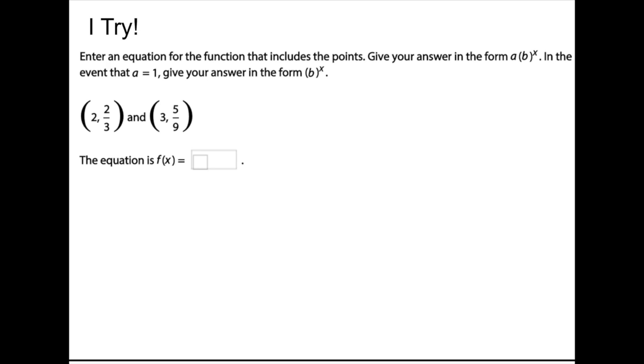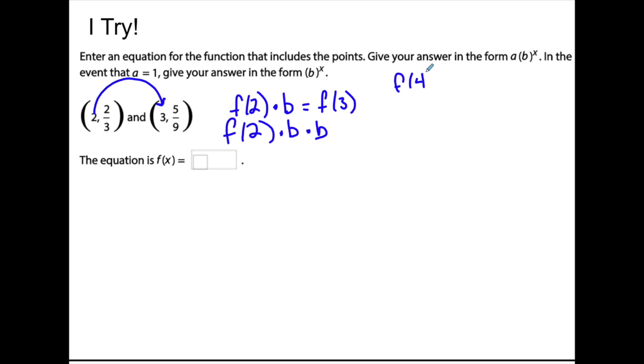All right, now I'm going to spice it up a little bit. Similar idea, but we again need to figure out the formula here. So we have 2 points. Again, what you need to notice is that they're sequential. So 2 and 3, they're one right after another. So if I do f of 2 and I multiply by b, I get f of 3. Now if I wanted to get to f of 4, I have to multiply by b again, because f of 4 is f of 3 times b.